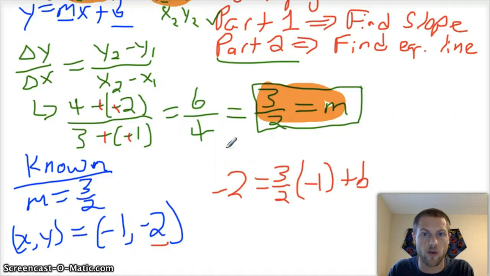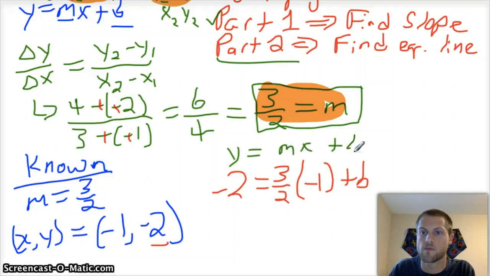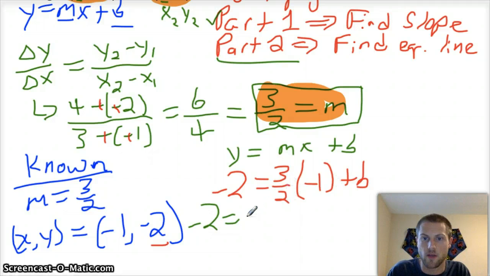This is my y equals mx plus b form. All I did was sub in my m, my x, and my y. Now I'm just solving for b. So I'm going to get negative 2 equals, now 3 halves times negative 1 is negative 3 halves, plus b.